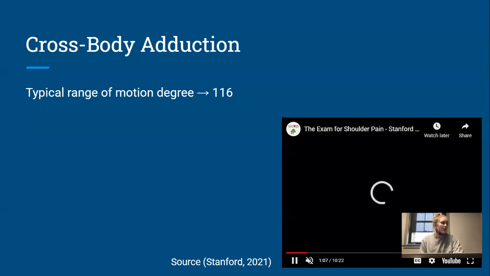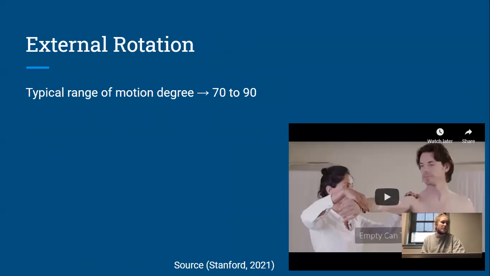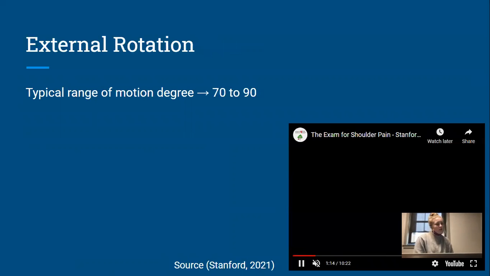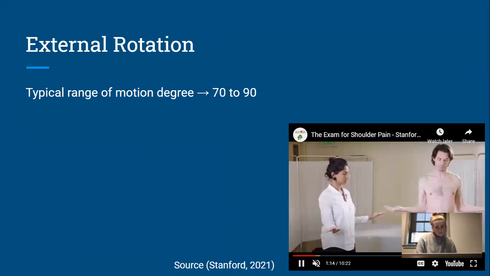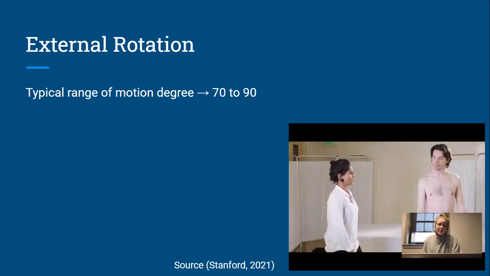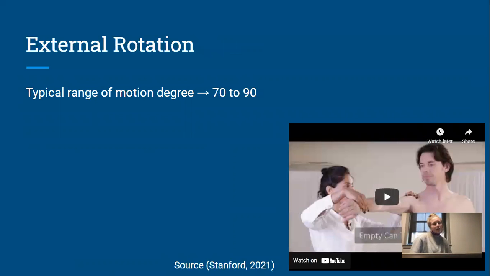Next, I'll be talking about external rotation. Here's a video. You'll ask the patient to flex the elbow at 90 degrees with the arm attached to the trunk and the palm supinated. Then have the patient externally rotate the shoulder by bringing the forearms laterally. The typical degrees for external rotation would be around 70 to 90.